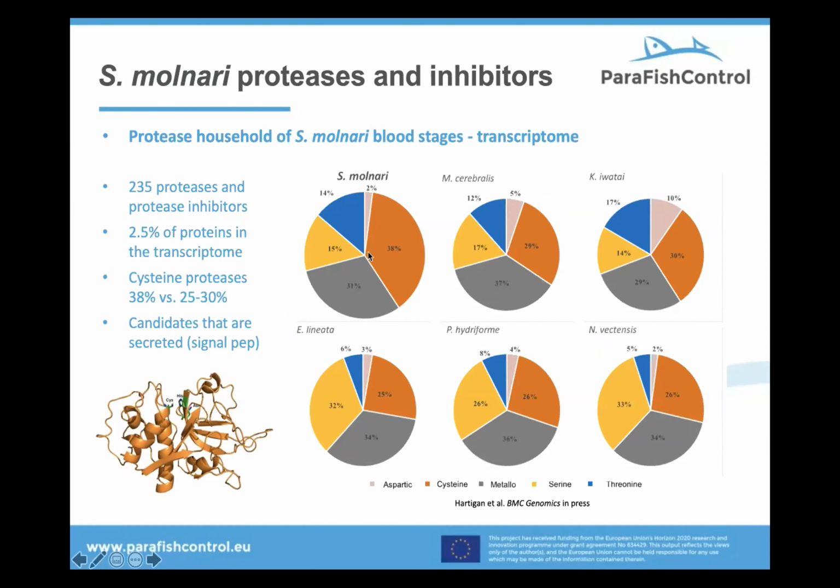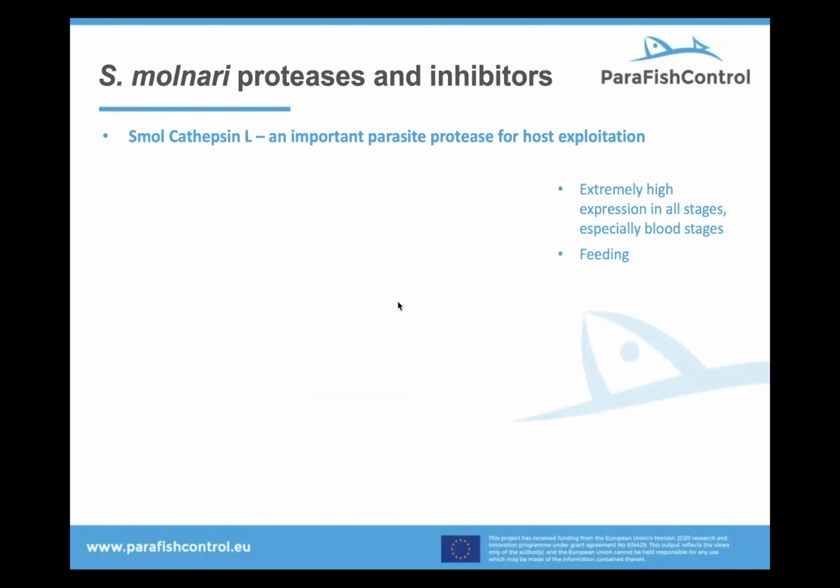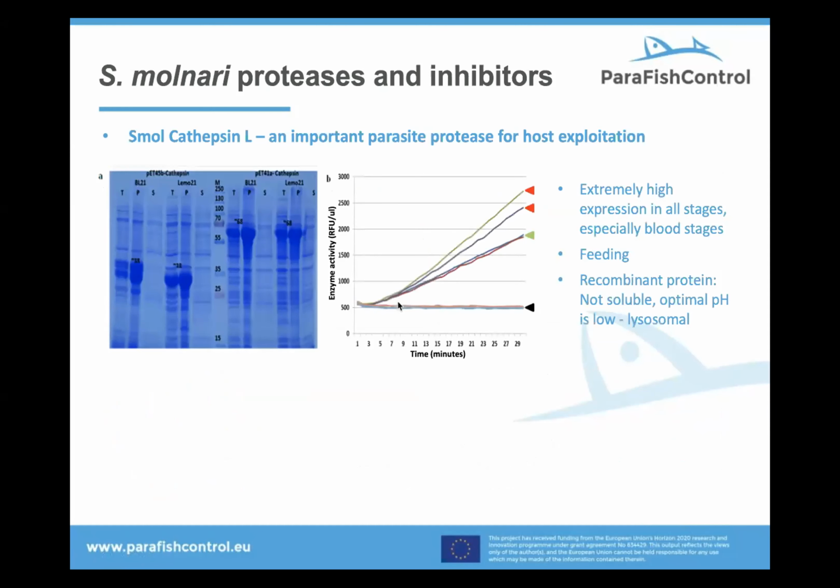What we were looking for, in this pool and in the whole pool of proteases and inhibitors, were candidates that have a signal peptide, because you want to make sure that the protein is actually used outside the cell for interacting with the host cells. The most highly expressed protein we could find is a cathepsin L of the parasite, and we thought that this may be a feeding protease, a proteolytic enzyme that the parasite uses for feeding.